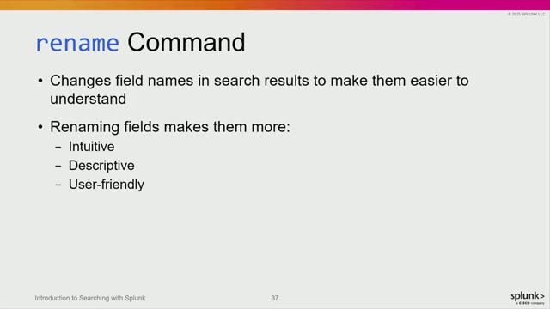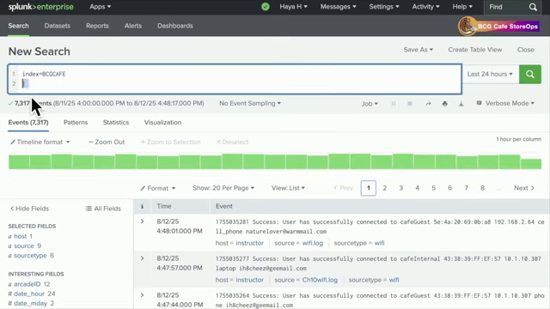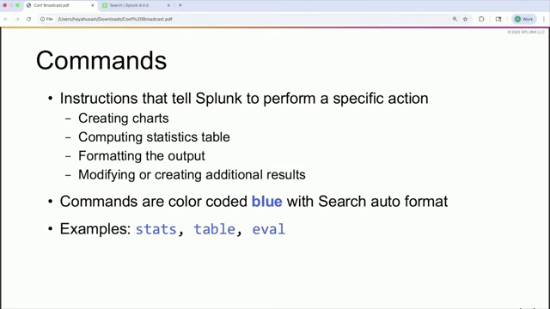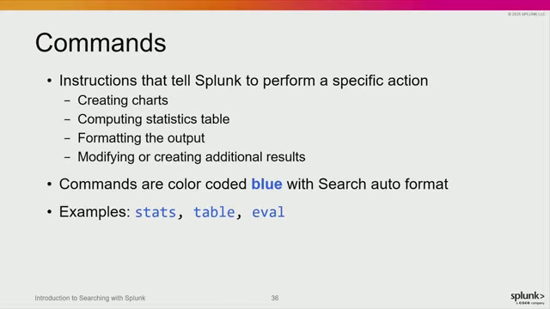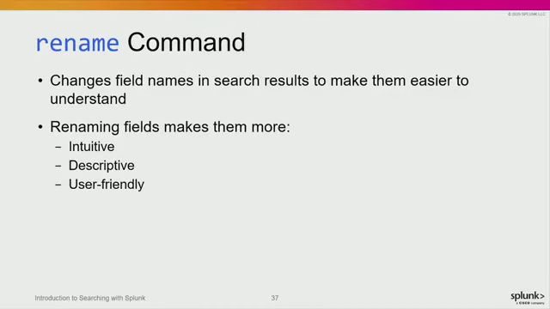And so whenever I mention I'm going to pipe into this command, we're literally taking the results, in this case of BCG Cafe, and piping them into whatever command I specify. So examples of commands include the stats command, the table command, and the eval command. We're going to go through the rename command and the top command today. So let's talk about the rename command.